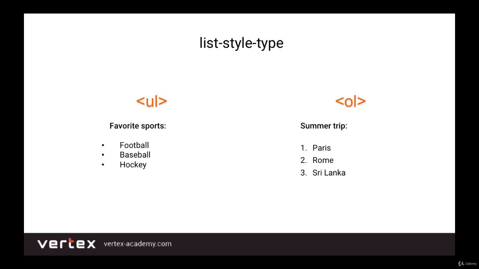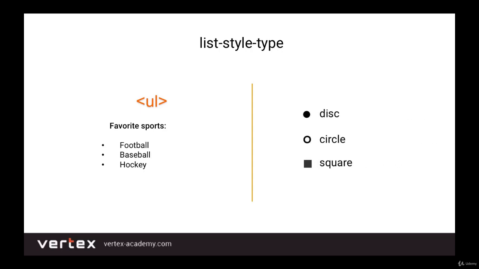First, let's figure out how list-style-type works for the UL list. This property allows us to change the look of the list item marker, meaning the little bullets that are placed next to the text. You can use the following values. Disk, this is the default value, also circle and square. If you don't want any markers, you can set the value to none.